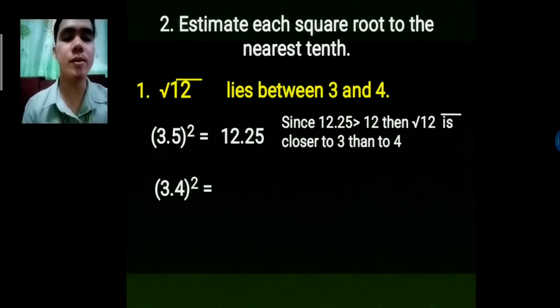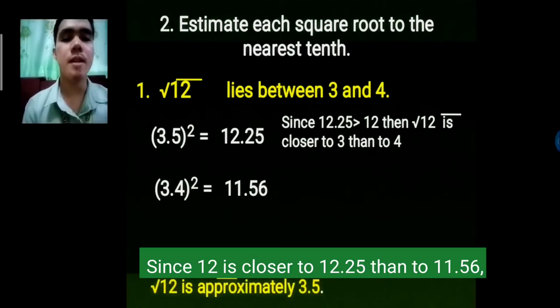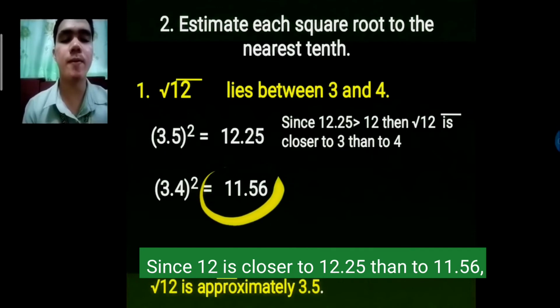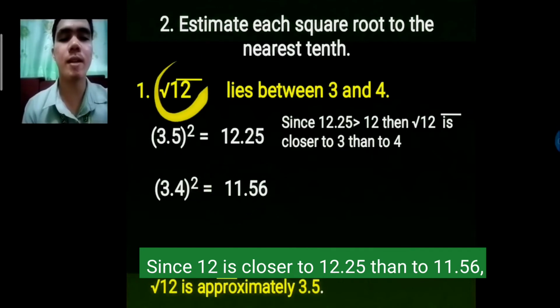Let's proceed. So let's try 3.4. 3.4 times 3.4, that is 11.56. Since 12 is closer to 12.25 than to 11.56, we can say that the approximate value of square root of 12 is 3.5. As you can see, 3.4 squared is 11.56. That is not exactly 12.